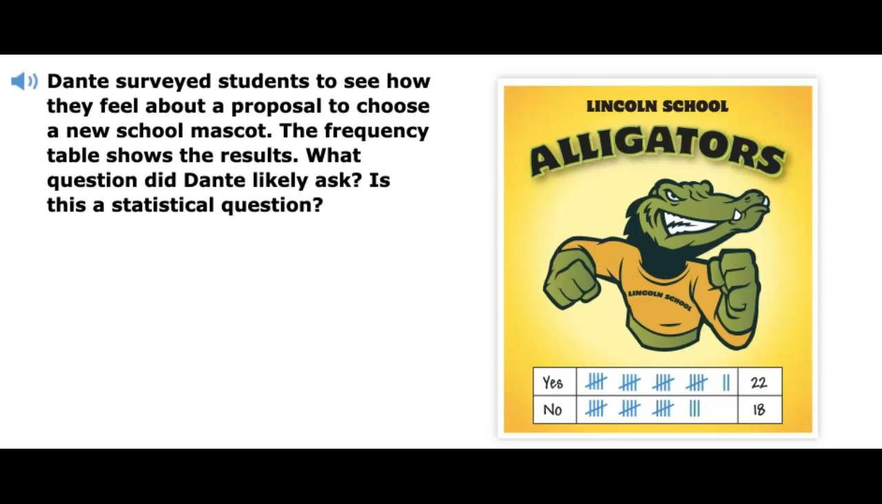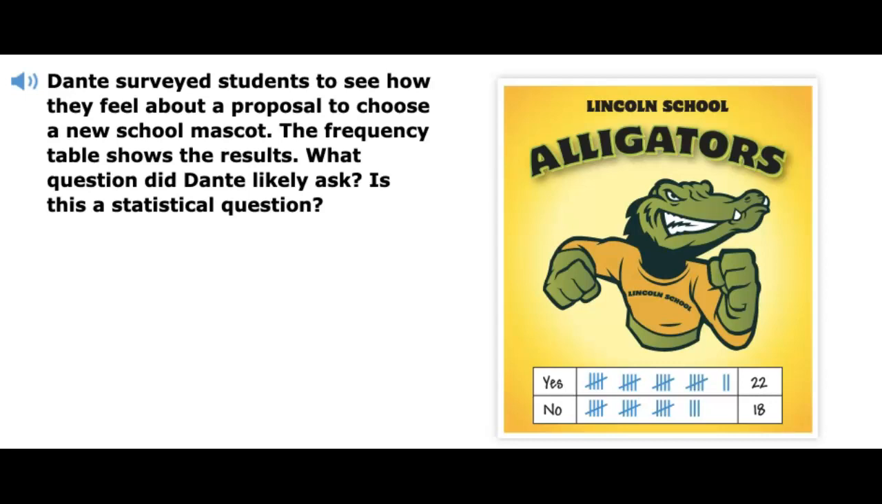You might be surprised, Alana. Omar, you were raising your hand before. I think the question that you probably asked is, do you guys like the new school mascot? And this is not a statistical question because if it were a statistical question, it would probably have more than one answer. All right. So let's see. You and Alana said not statistical.